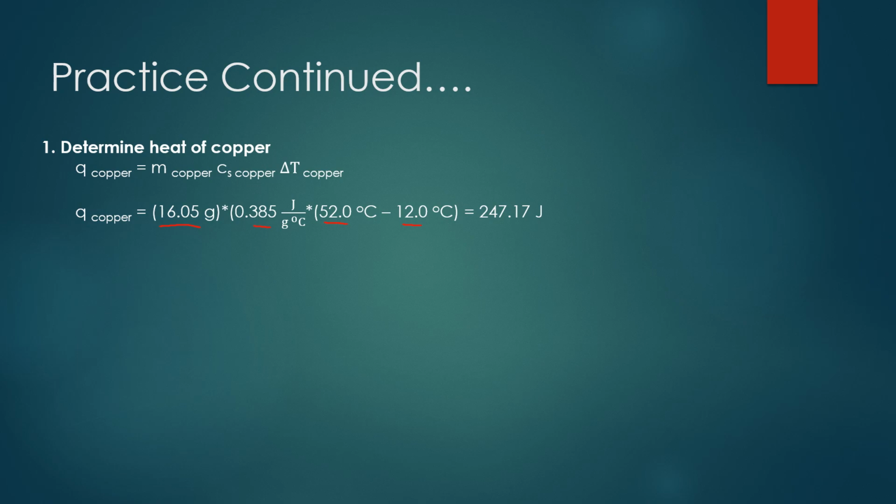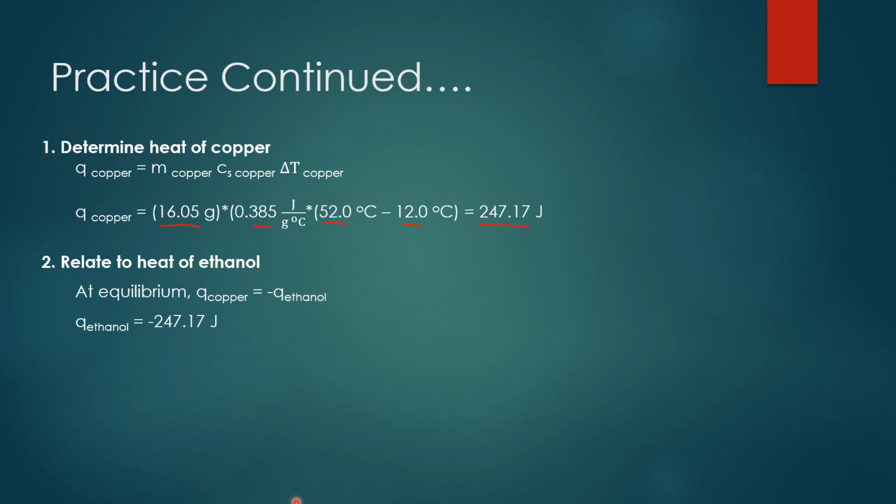Calculating this out, we get a value of 247.17 joules for the heat. Notice the value is positive. So when we relate it to get the heat of ethanol, we simply change the sign. The copper was a positive heat value, so that means ethanol is going to have a negative heat value. Same number, just a negative sign in front.